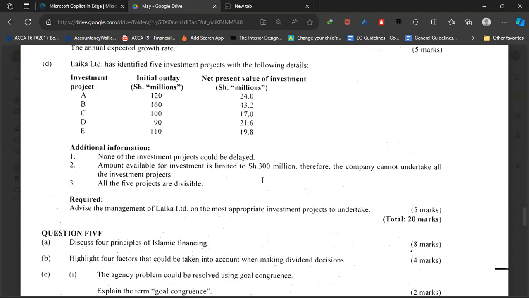So this question is very simple. It is just understanding what a divisible project is. And remember, when you're doing these questions, always look at the computation of the PI, which is going to assist you to rank the projects to determine which is the best and which is the worst. Remember, you're going to be investing from the best projects downwards. So let me show you how you're supposed to sort this question.